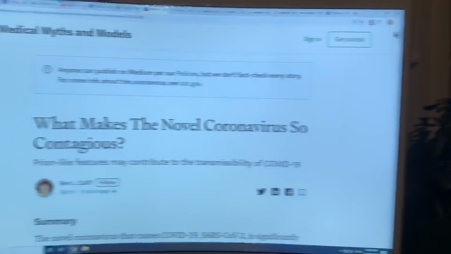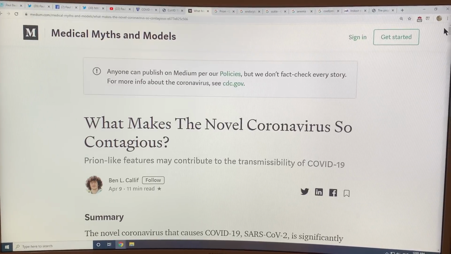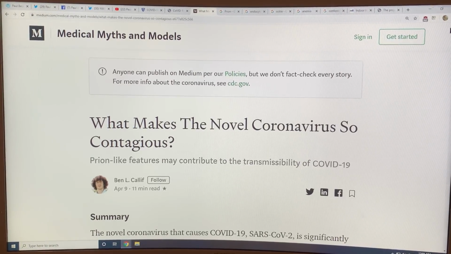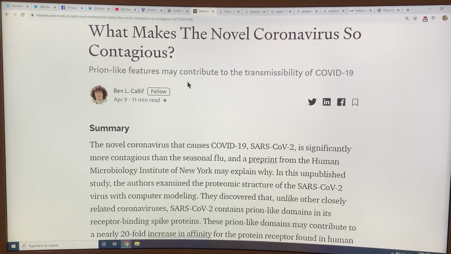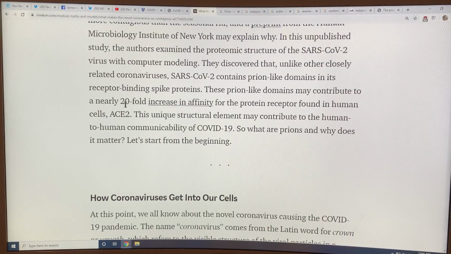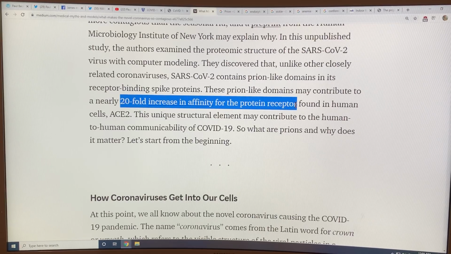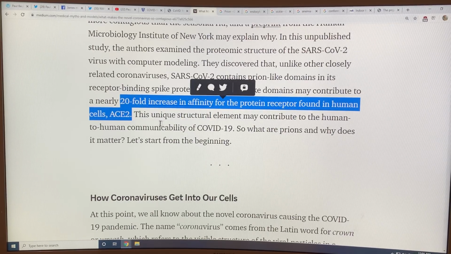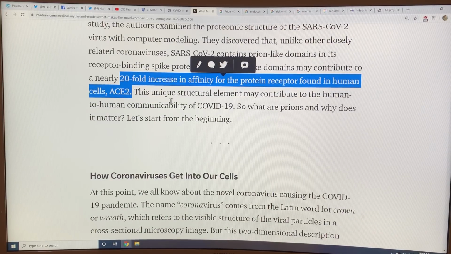So I'm going to talk about the science behind why the novel coronavirus is so contagious. At the end of the last video, I started talking about this paper. Just Google the title. It's in Medium. It's the prion-like features which make it 20 times more likely to stick to protein receptors found in human cells. That's the ACE2, and this contributes to the human-to-human spread of COVID-19.